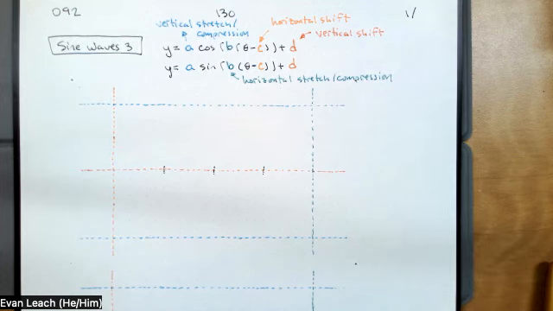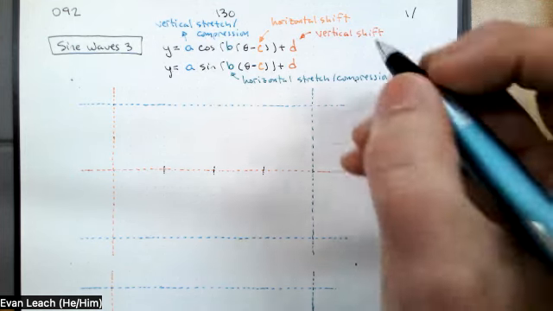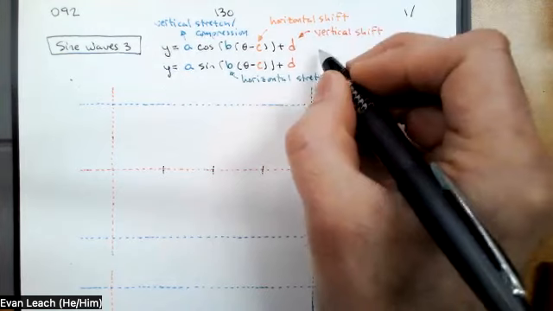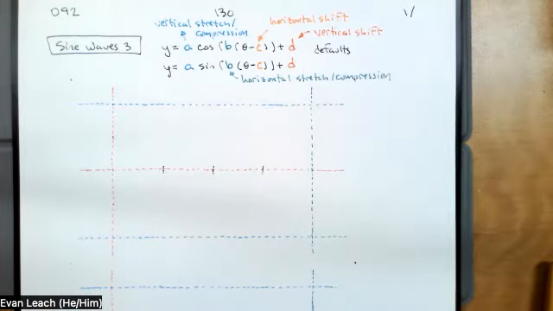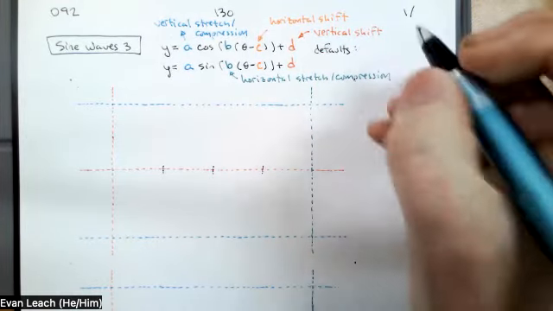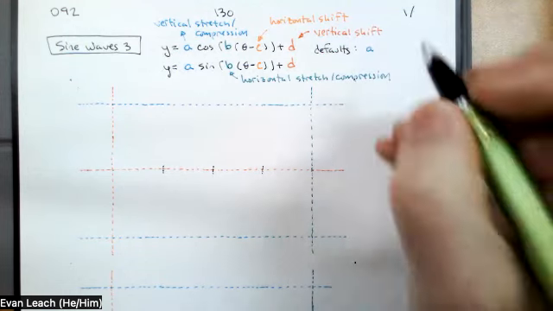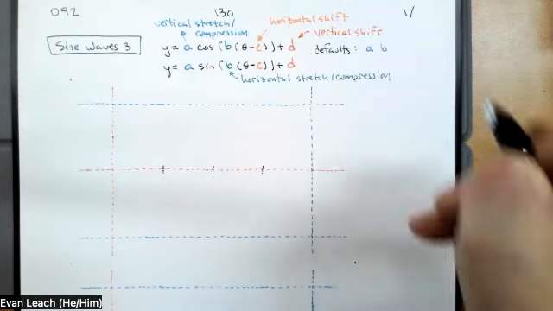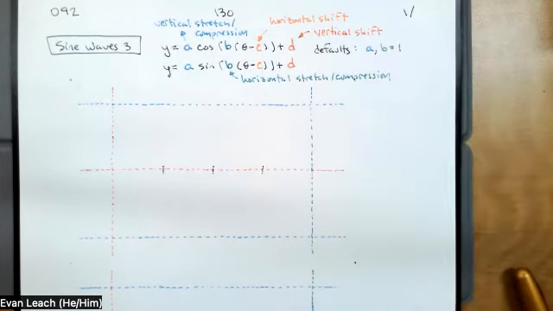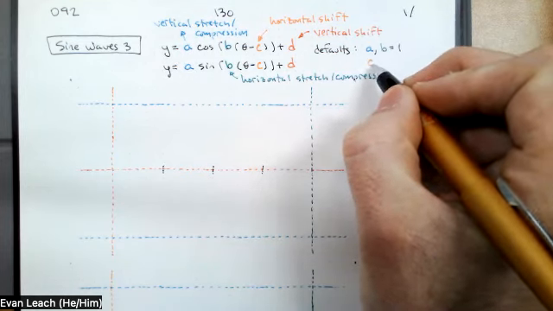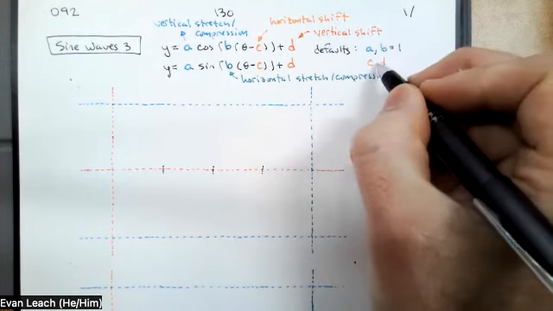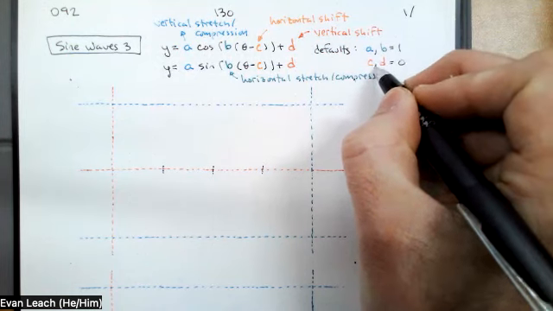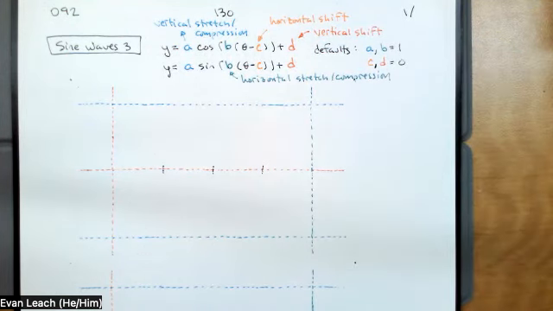We also found some default values. The default values for A and B were 1. And the default values for C and D were 0. The default values for A and B are 1. The default values for C and D are 0.